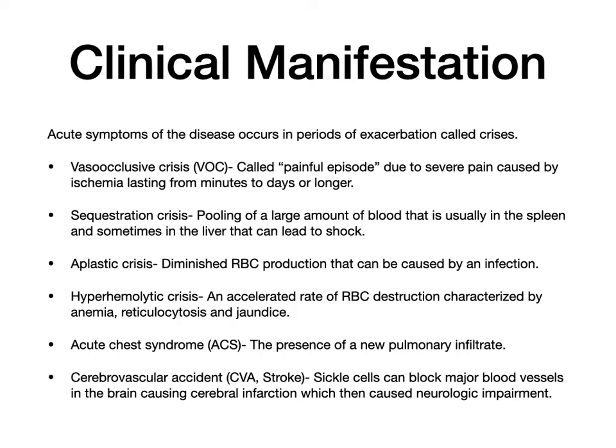Aplastic crisis is a diminished red blood cell production that can be caused by an infection. Hyperhemolytic crisis is an accelerated rate of red blood cell destruction characterized by anemia, reticulocytosis, and jaundice. Acute chest syndrome is the presence of a new pulmonary infiltrate, and in cerebrovascular accident, sickle cells can block major blood vessels in the brain, causing cerebral infarction, which causes a neurologic impairment.